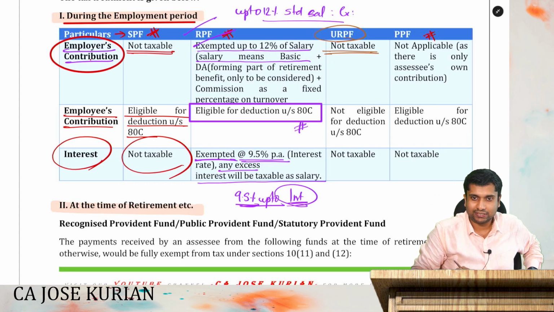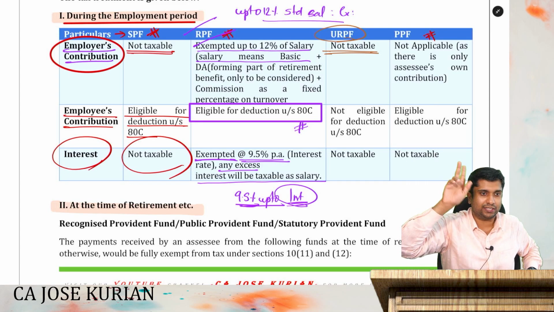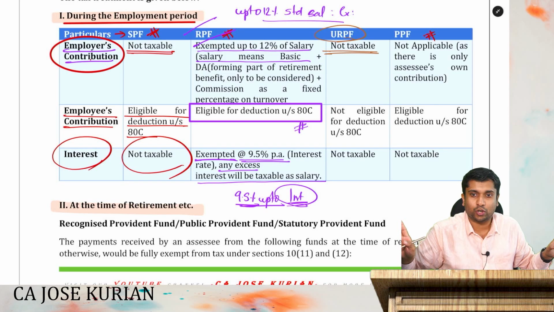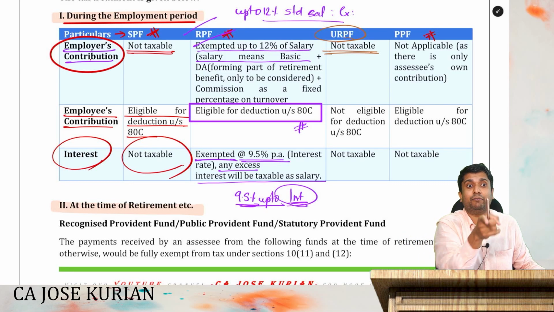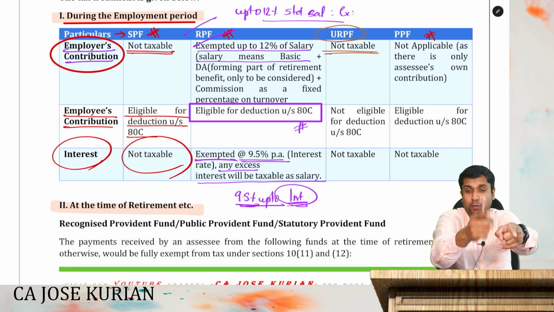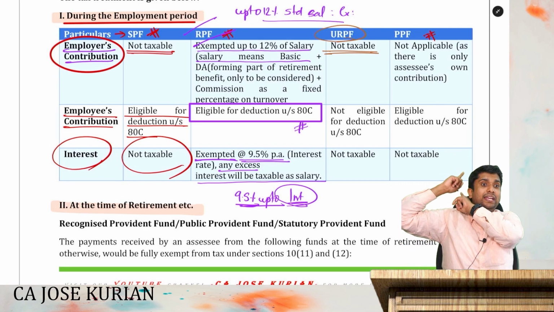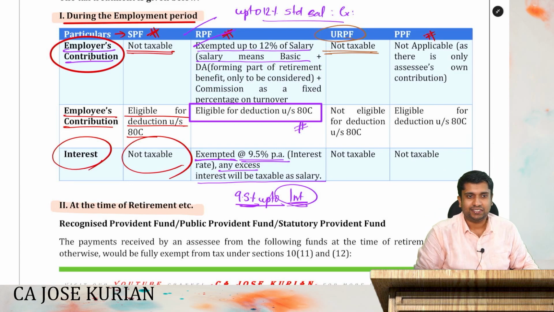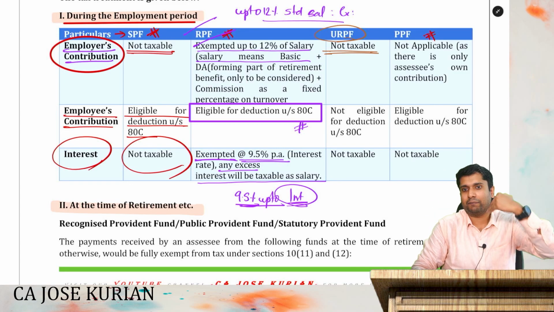Then you will think that this is more beneficial. Why? Because RPF over and above 12% shall be taxable. Here, how much you contribute, not taxable. Yes or no? But there will be implication at the time of withdrawal. At the time of withdrawal, when the employee really gets the money, there will be cumulative taxation. All the amount will be taxable. Are you with me? So it's the deferment of taxes.